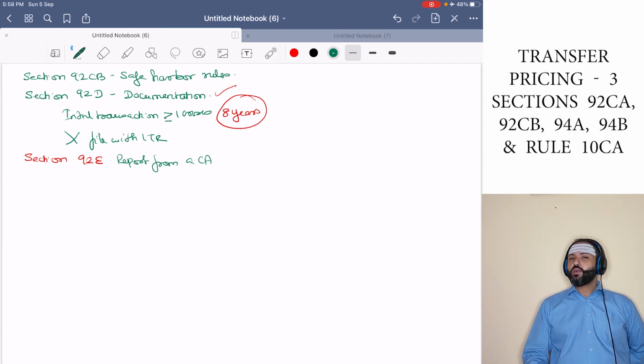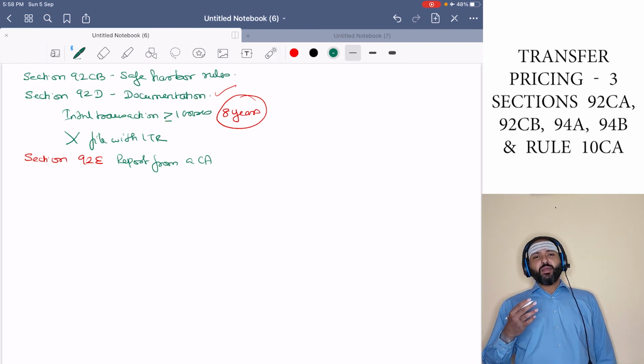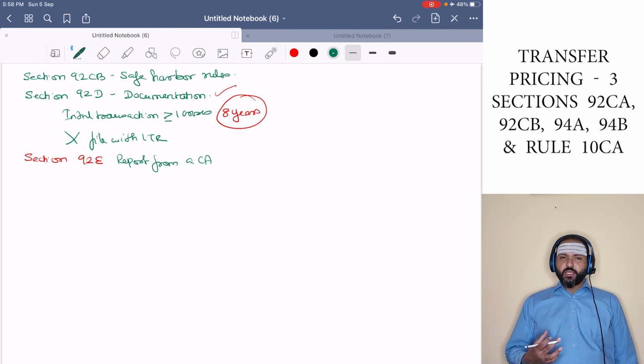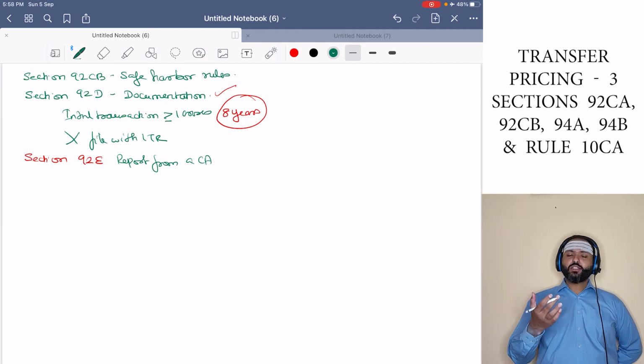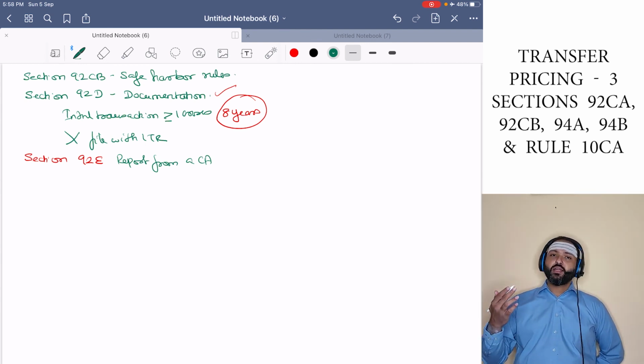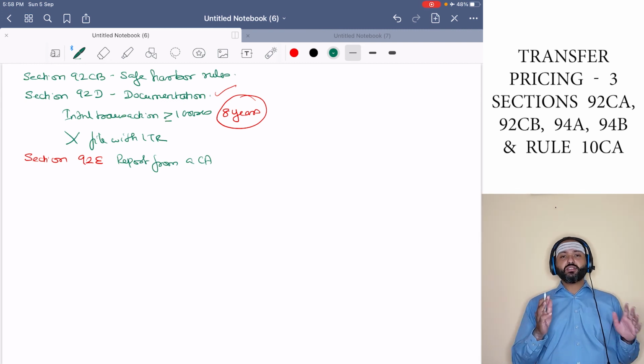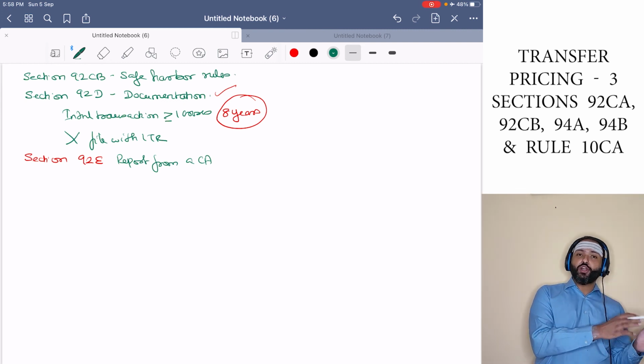What is the difference between auditor and chartered accountant? The statutory audit of my company AIPL can be done by, for example, Sharp and Turner, or Grant Thornton. Grant Thornton does the statutory audit. I can get the transfer pricing report from Deloitte Haskins and Sells because they are a chartered accountant and not my auditor.